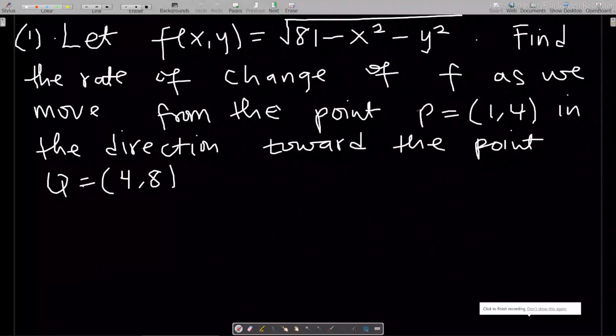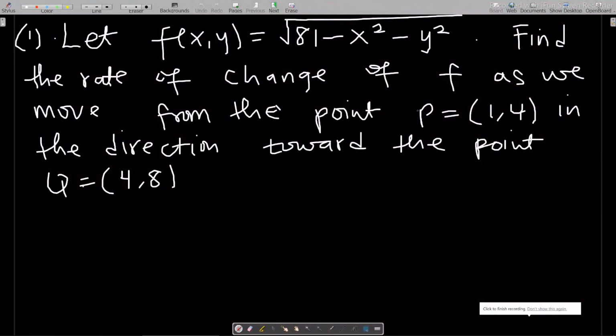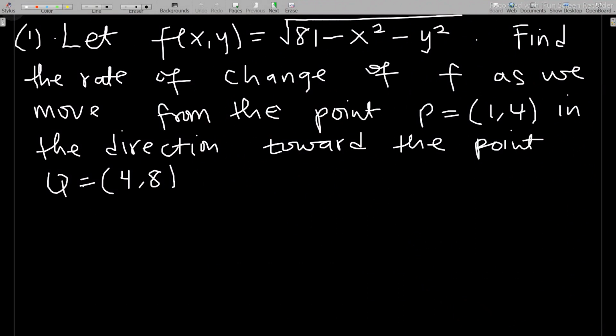Hello, welcome to this lesson of our study of partial derivatives. In this lesson we just go through what we mean by the directional derivatives.